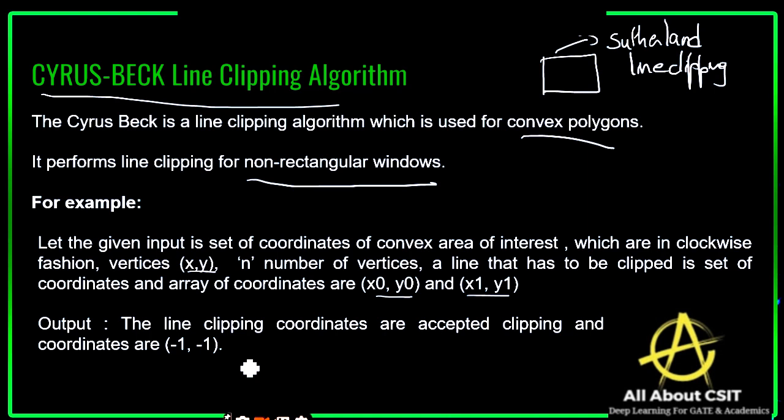So what does it mean? Let us consider a triangle, which is a non-rectangular window. So this is a line, and we need to clip this line. So we have to find the intersection points. They are given an array of coordinates, say here x0, y0 and this is x1, y1. The line has to be clipped: whatever is inside has to be accepted and whatever is outside should be the rejected part.